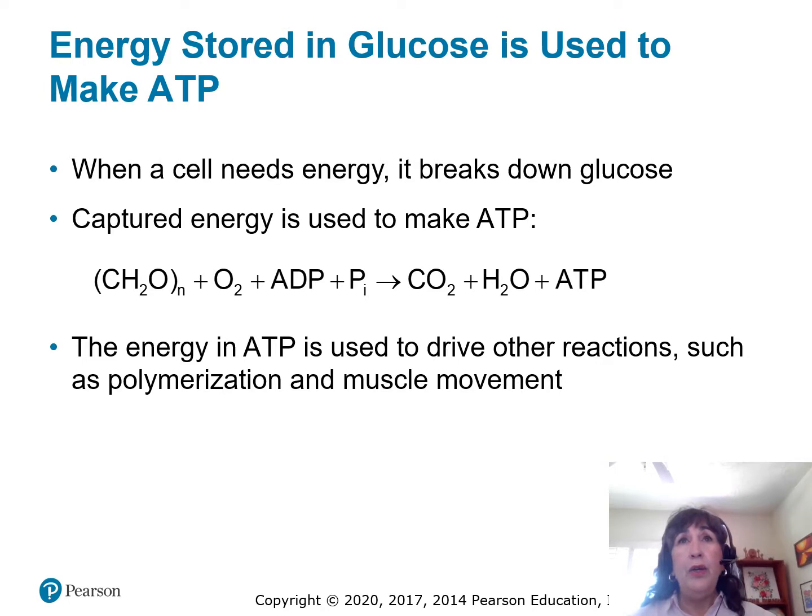Energy is stored in glucose, and this is used to make ATP. We'll have one chapter dedicated to cellular respiration, and in fact, this is a chemical formula of cellular respiration. What it says here is that the breakdown of sugar in the presence of oxygen is going to produce ATP. It will also produce carbon dioxide and water. The energy in ATP drives a lot of reactions found within our cells, and this also helps with muscle movement.